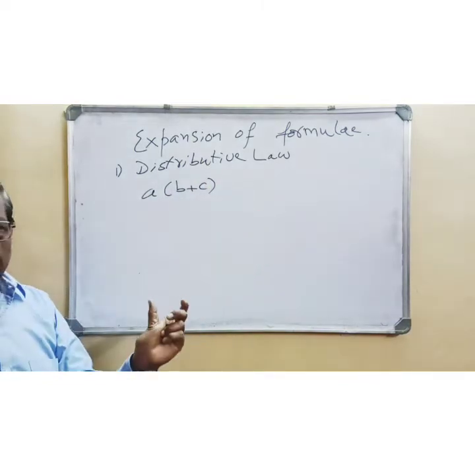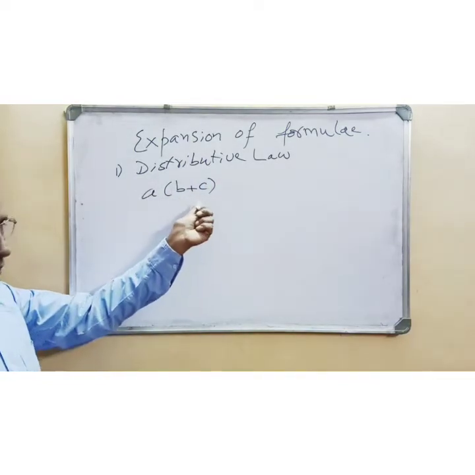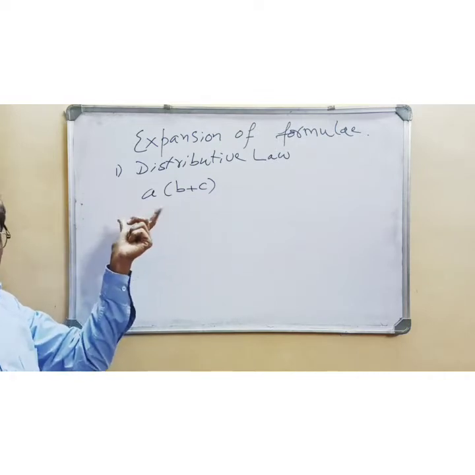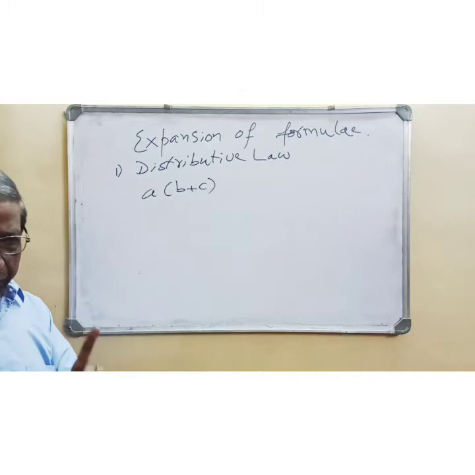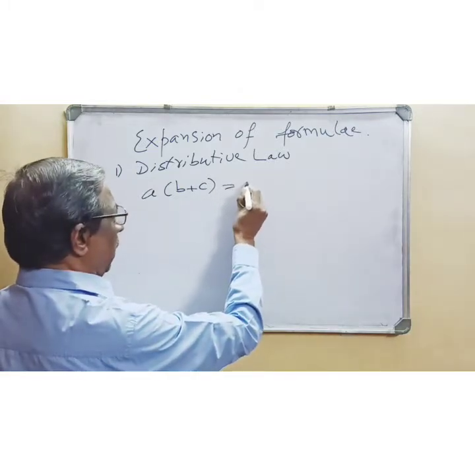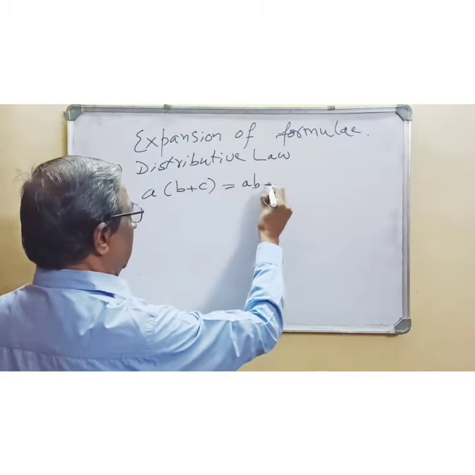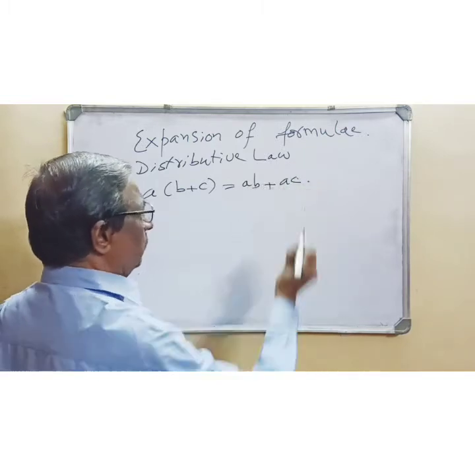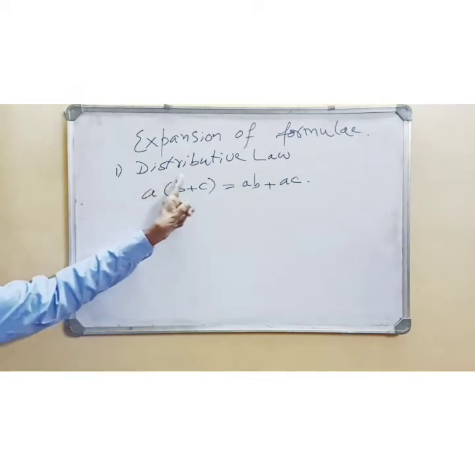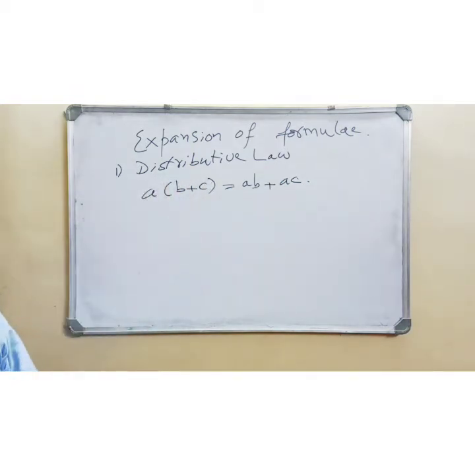Distributive law. A into bracket B plus C. We use the bracket and the into sign. That is why it is a single term. A into bracket B plus C is a single term. When you expand it, this becomes AB plus AC. A is multiplied by B and A is multiplied by C with plus sign.